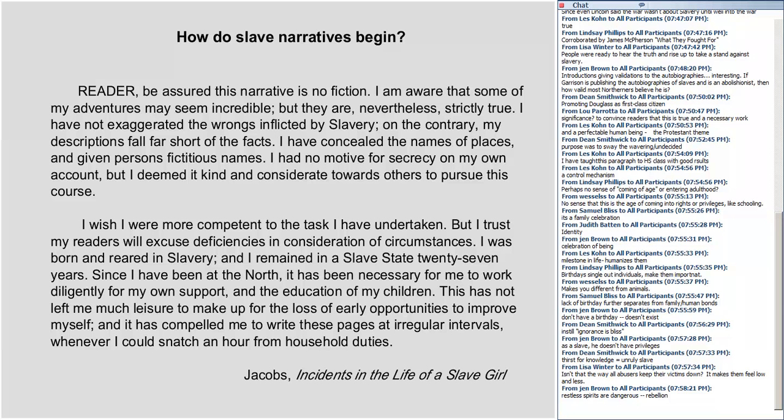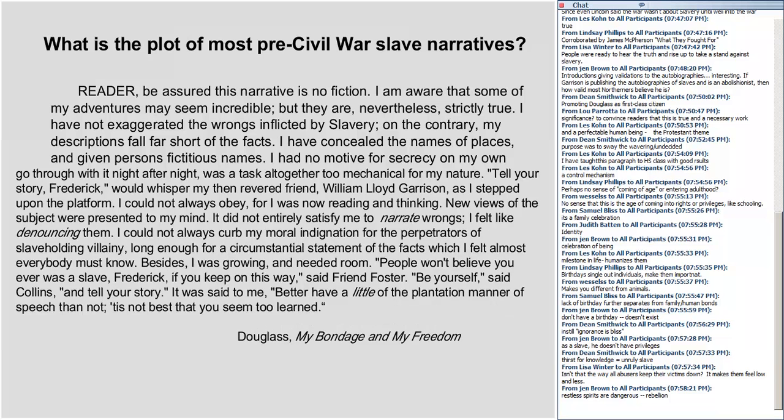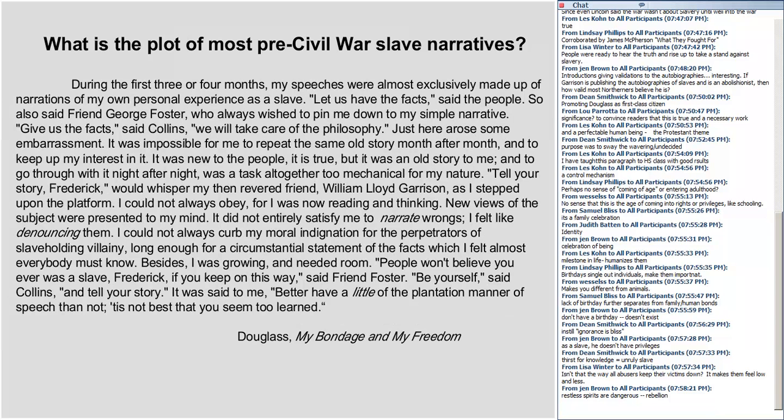So here's Douglass in this, what is the plot of most pre-Civil War slave narratives. I selected this passage because it is actually taken from the very early months of Douglass's abolitionist career. He writes about that in My Bondage and My Freedom. He doesn't write about it at all in the Narrative of the Life of Frederick Douglass, an American Slave. He certainly had been in the anti-slavery movement for four years when he wrote the narrative in 1845.